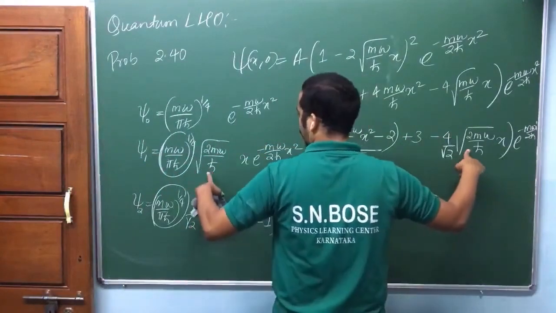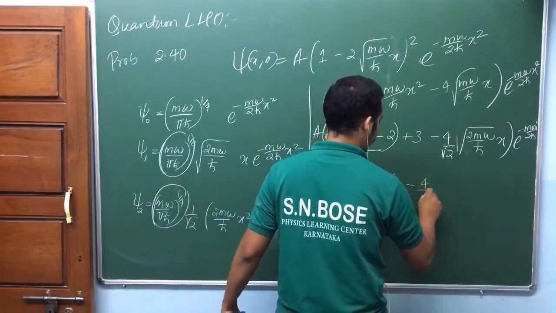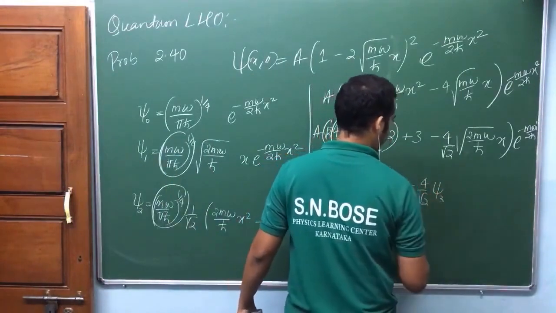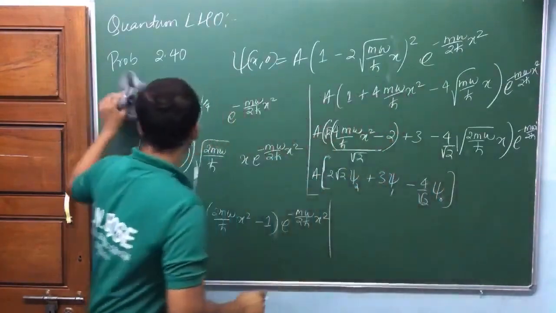Minus, this factor is already there. This factor I have thrown, so everything is okay. 4 by root 2 psi naught. Is that okay?